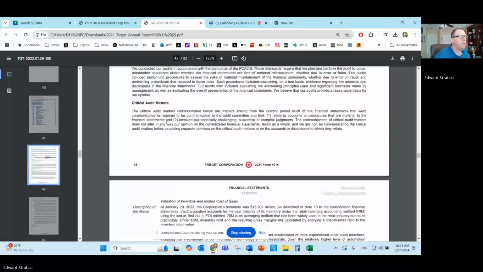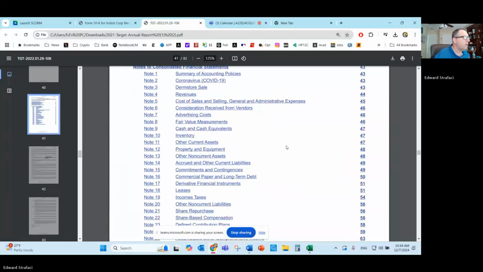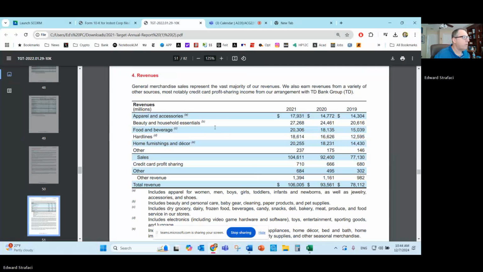If we go back here, there's your revenues. It's on note 4, and there's your revenue: apparel, beauty, food and beverage, and you could talk about that. And that'll complete that assignment.